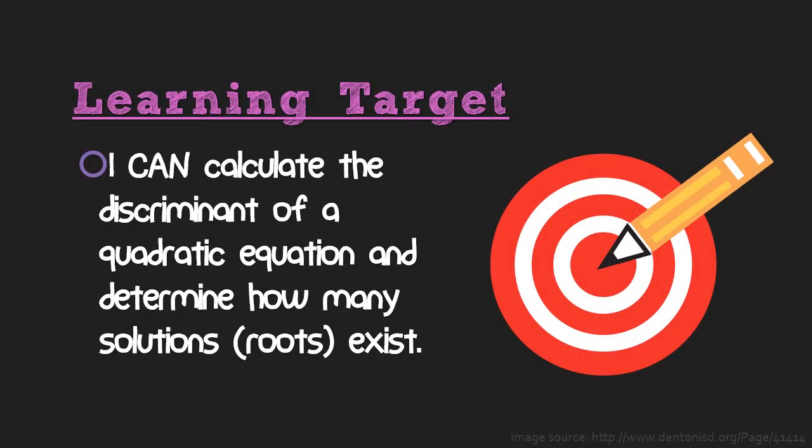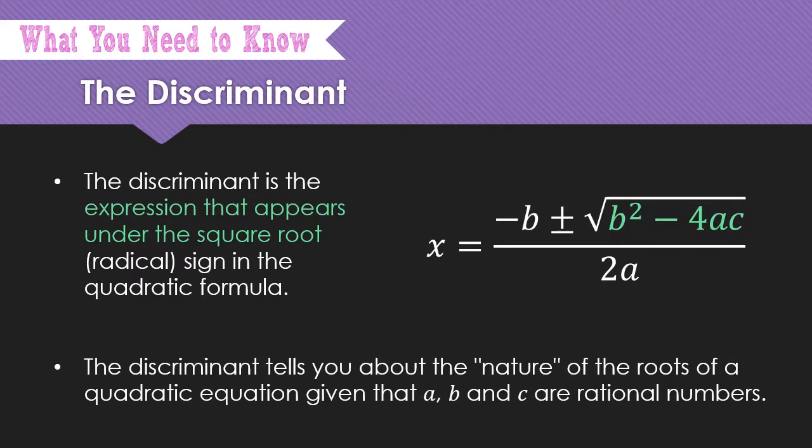Our learning target is: I can calculate the discriminant of a quadratic equation and determine how many solutions or roots exist. So what you need to know, the discriminant. The discriminant is the expression that appears under the square root or the radical sign in the quadratic formula. So you can see over here we have this highlighted in green for you. This expression under that square root, that is the discriminant.